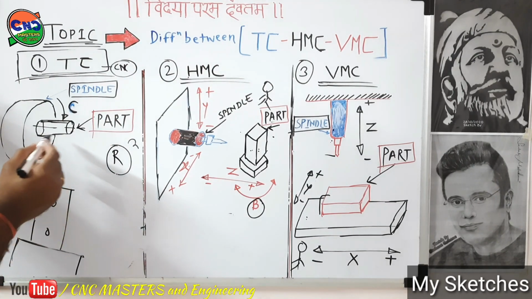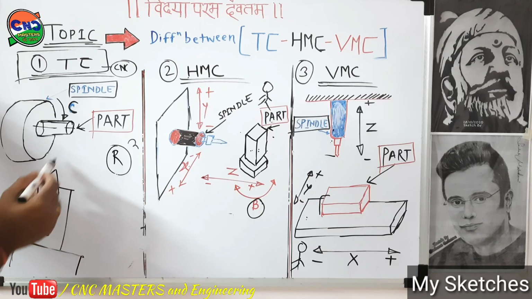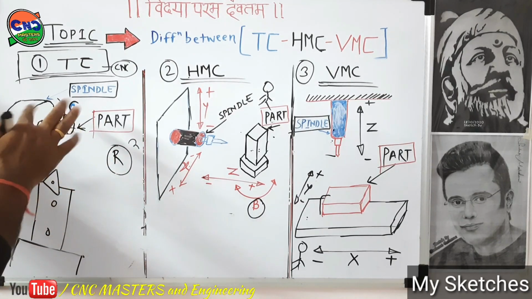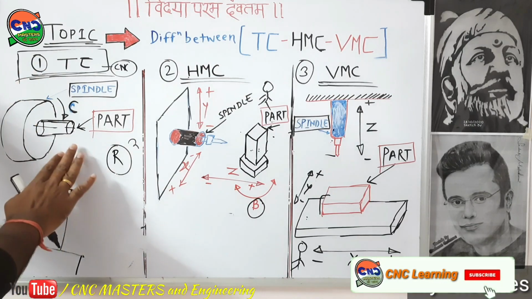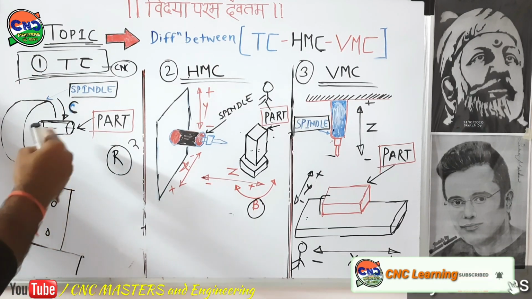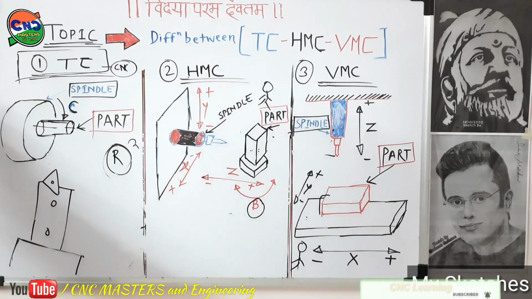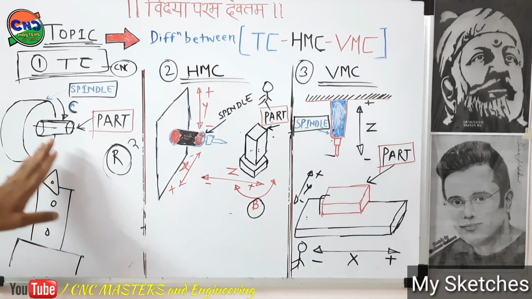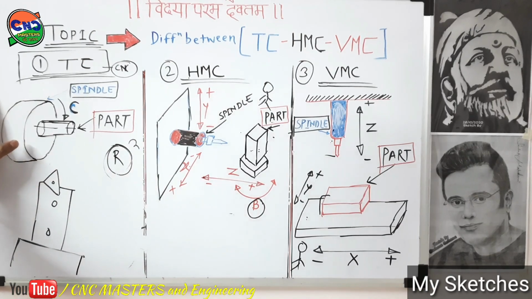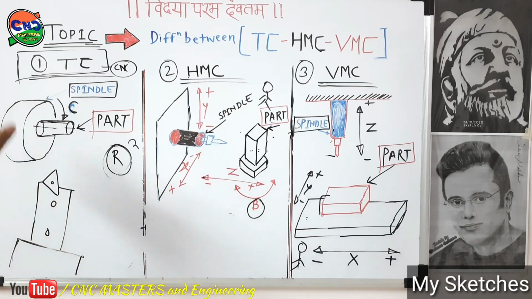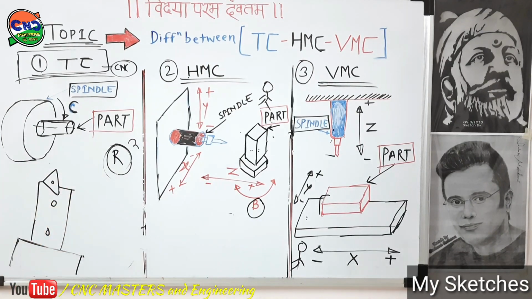So maybe you can see here this insert can turn the part easily, and the part is always rotating in a turning center. The purpose of a turning center is to turn round parts only. As I already wrote here, round parts are used in a turning center. Then the second one is HMC. I will also show you some images of a turning center maybe later on.